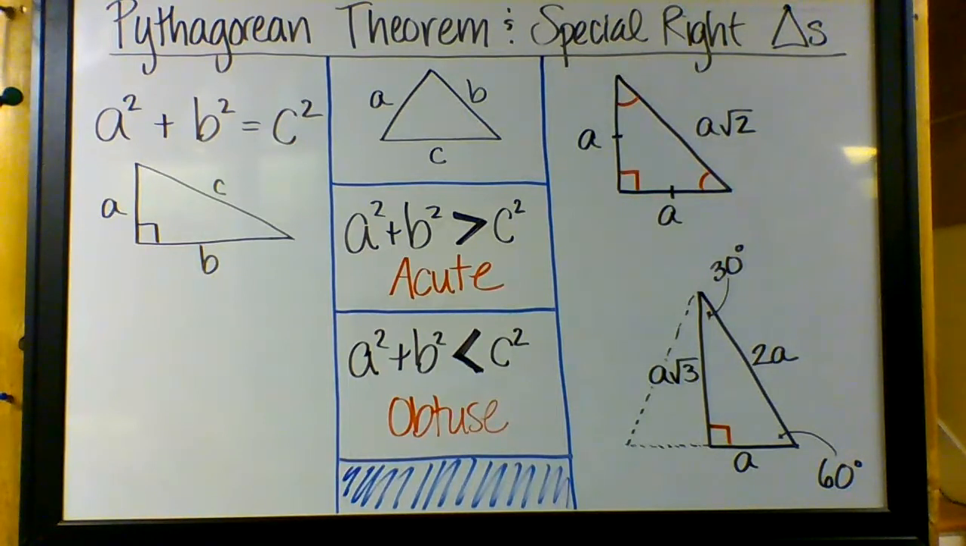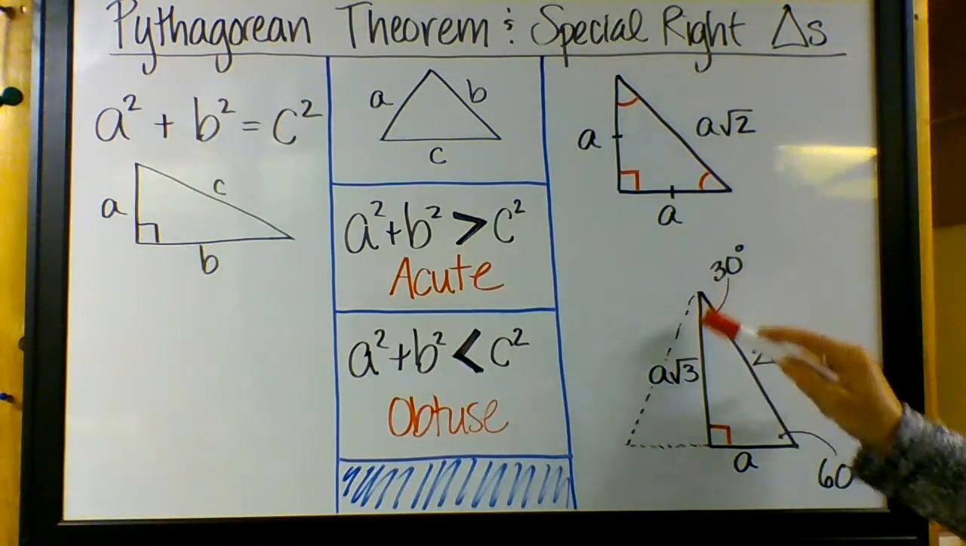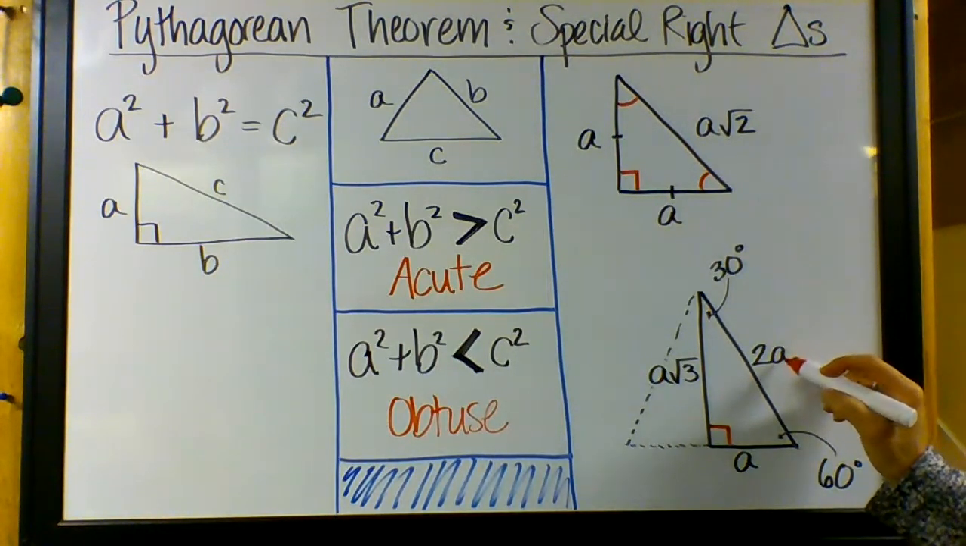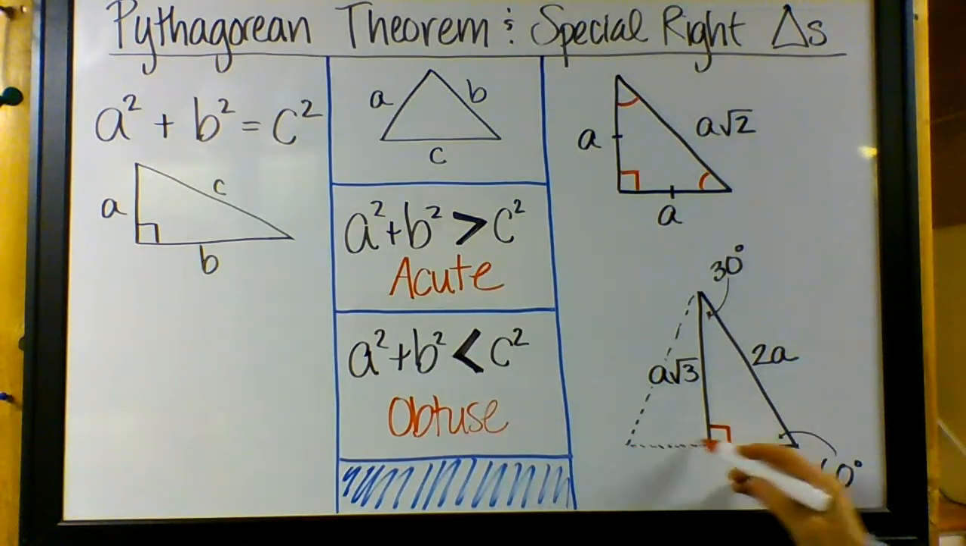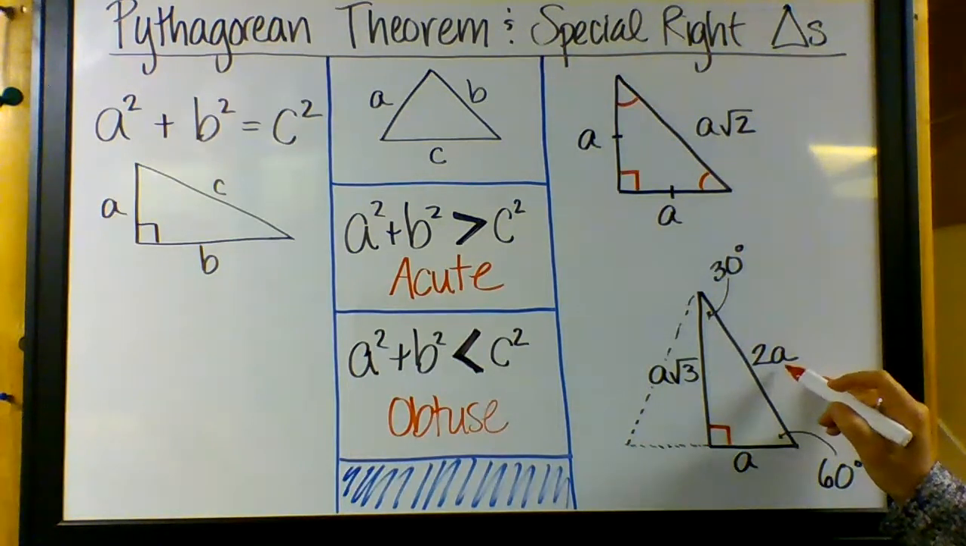All right? In a 30-60-90 right triangle, which is half of an equilateral triangle, so you drop down that altitude and cut it in half, and you get half of an equilateral triangle. If we call the short leg a, then of course the hypotenuse is 2 times a, because an equilateral triangle has 3 equal sides. So the hypotenuse is 2a.